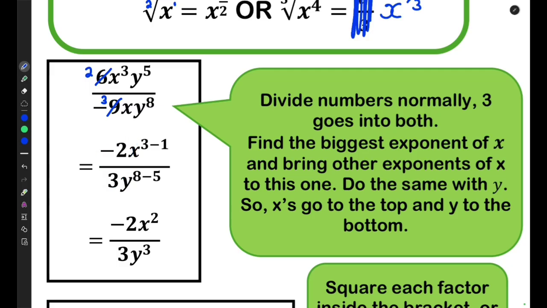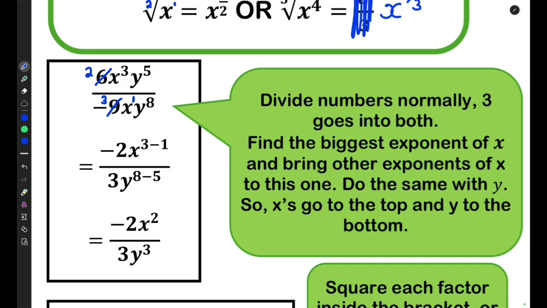Now I'm looking at the x's, and how do I apply these laws when it's an actual fraction? We're looking at law 2. It's a fraction, so I'm dividing similar bases. I'm going to look at the x's and see where my biggest exponent is. The x has a bigger exponent on top, and that's where I'm going to keep the x's. So always check where the biggest one is, and then you move the other exponents to that one. Now there's an x to the power 1 at the bottom. I'm going to move that to the top.